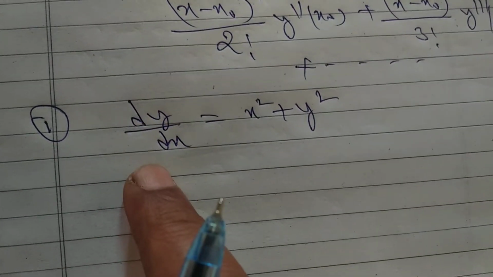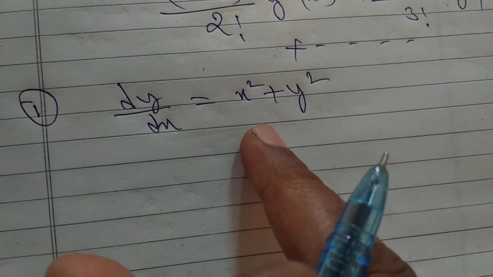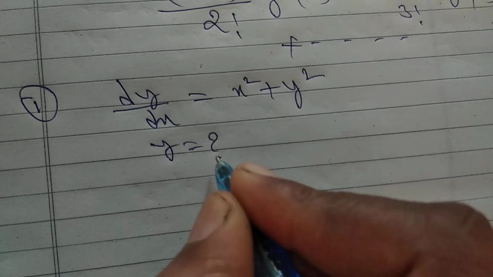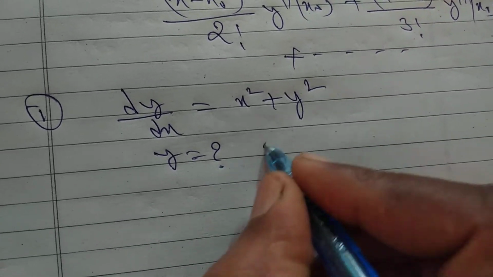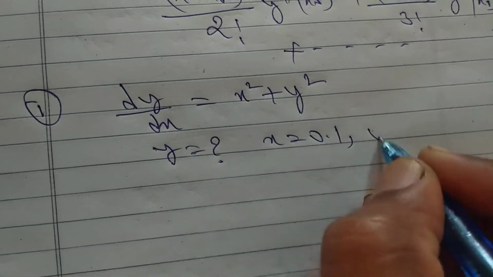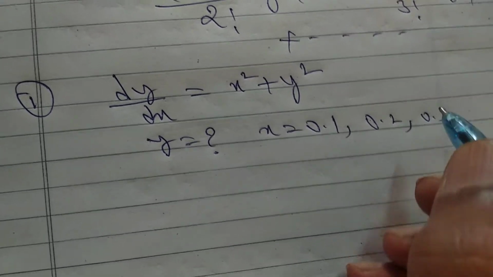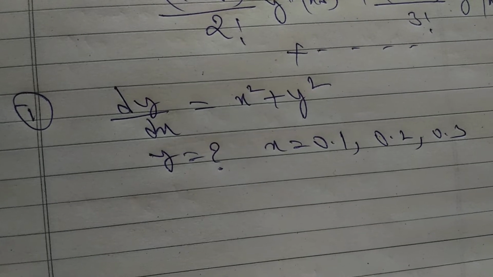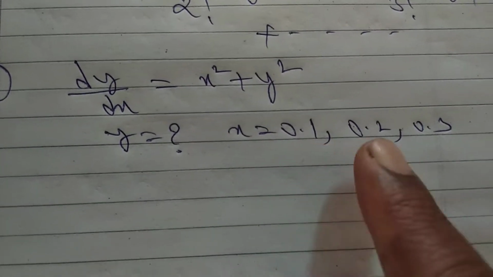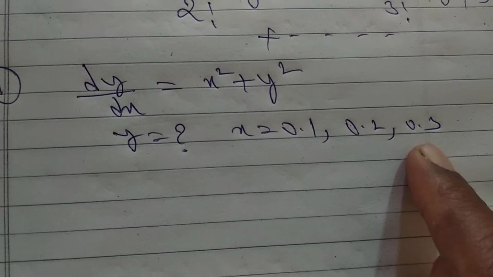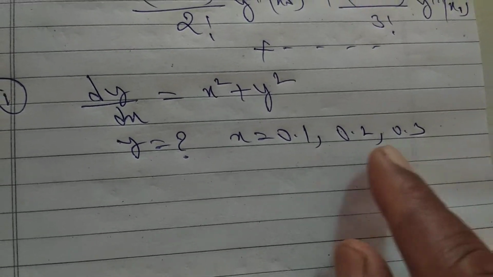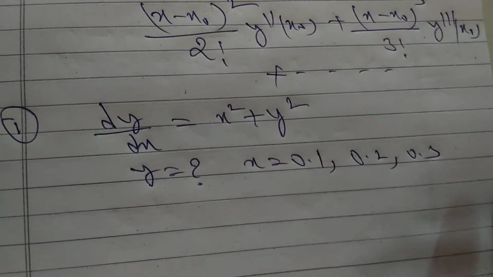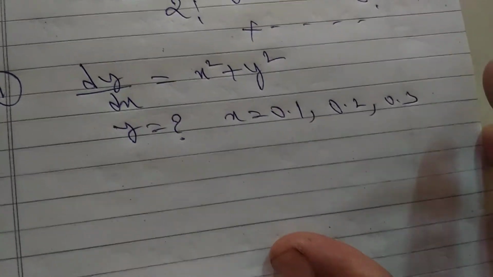This is a first order and first degree differential equation, and you have to find the value of y at the points x equal to 0.1, 0.2 and 0.3. Also, you have to consider terms up to third degree. That means you have to write Taylor's formula up to third degree.